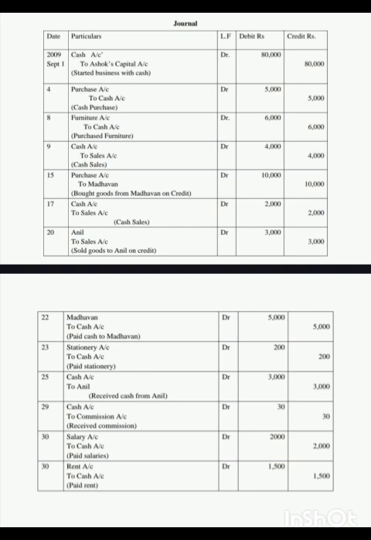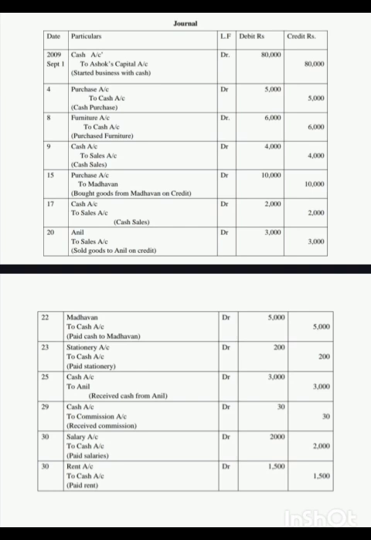15th September, bought goods from Madhavan on credit 10,000 rupees. Here, purchases account is an expense account under nominal accounts and therefore, we debit purchases account, debit all expenses and losses. Madhavan account is a personal account because he is a creditor, a person who has given goods to the business on credit. According to the rule, credit the giver, we credit Madhavan account.